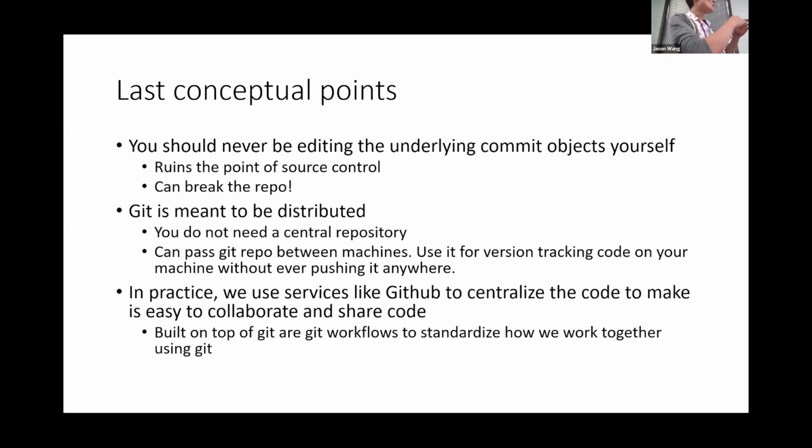So just remember that there are two layers you're working on when you're doing source control. Sometimes remembering what belongs in which layer can help you: what's the underlying Git stuff that I have issues with, and what is more like GitHub stuff built on top of Git that I'm running into issues with. So those are the last conceptual points.